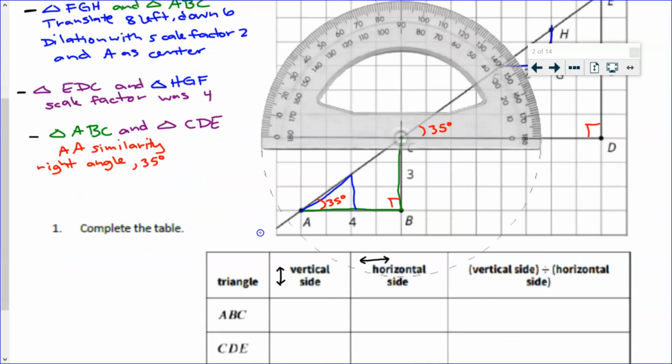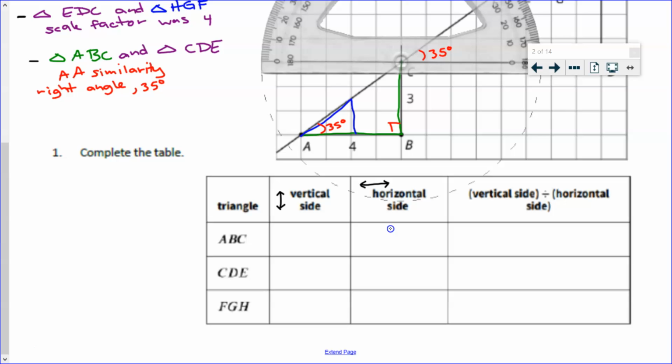Now, let's return to our table and let's start filling that out. Help me out so that we can get through this quickly. Triangle ABC, vertical side and horizontal side. Give me both of those measurements, please, Michael.